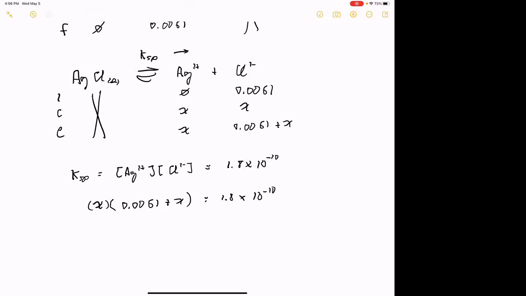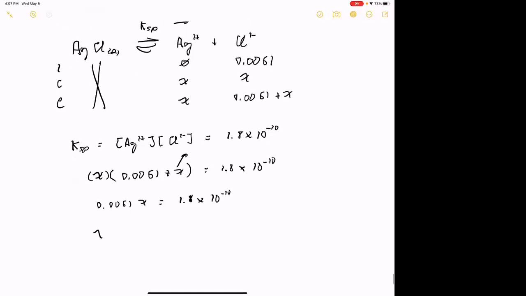Yep. Can I get rid of an X? Yep. Which one? The additive X. We'll get rid of the additive X. There we go. So what I've really got is 0.0061 X is equal to 1.8 times 10 to the minus 10th. Should be an 8 there. There we go. Solving for X is easy at this point. So now the X is going to equal, I get 2.95 times 10 to the minus 8th. And that's the molarity of the silver ion. And probably ought to be good to 2 sig figs there based on the KSP value.